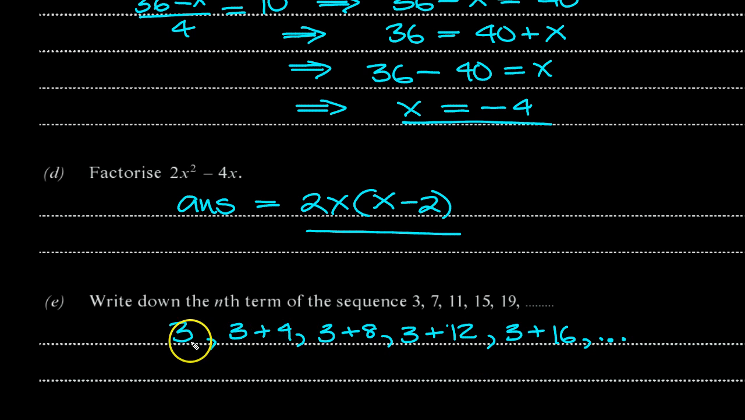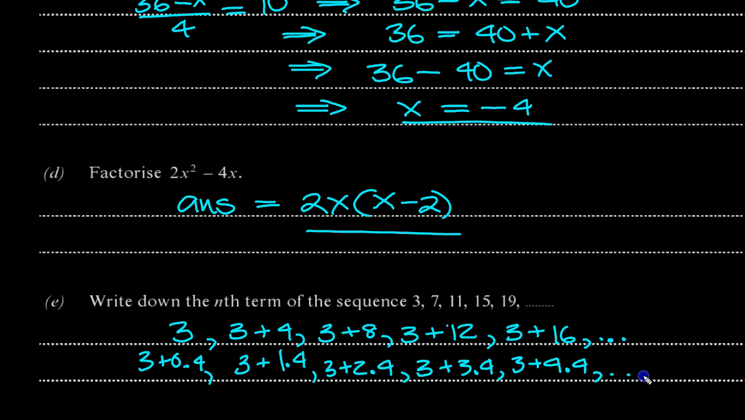So the first term is 3 plus no 4s, then is 3 plus 1 4. I'll get it right in a minute. That's 1 4, isn't it? And this was 3 plus no 4s in a sense, wasn't it? And then this one is 3 plus 2 4s. So I'm just seeing the pattern here. And this is 3 plus 3 4s. And this is 3 plus 4 4s.